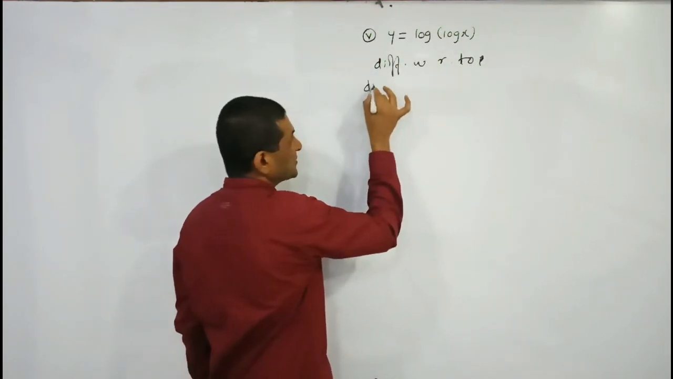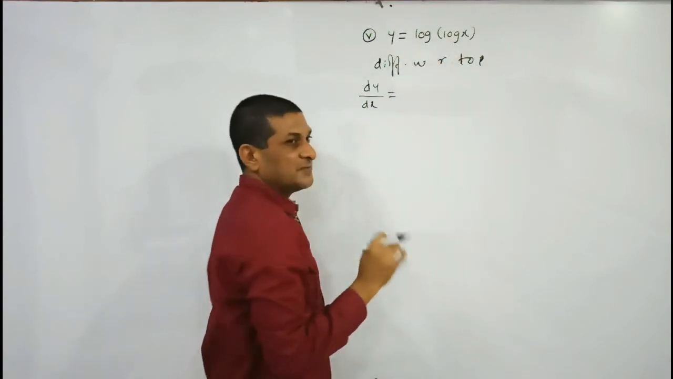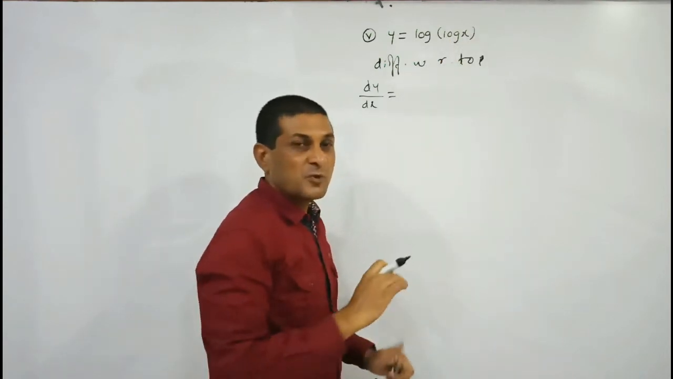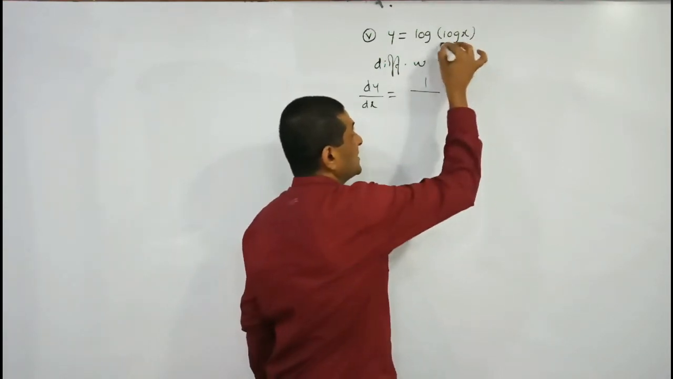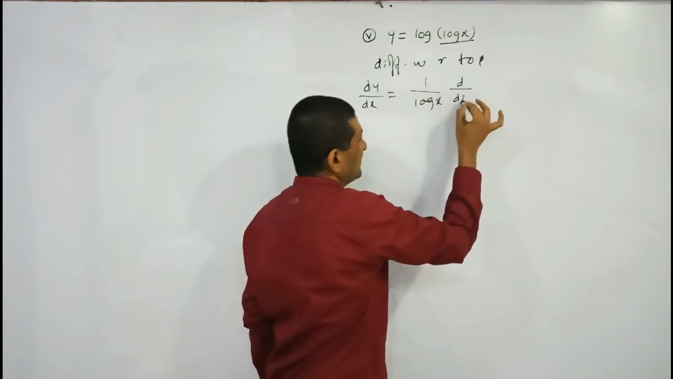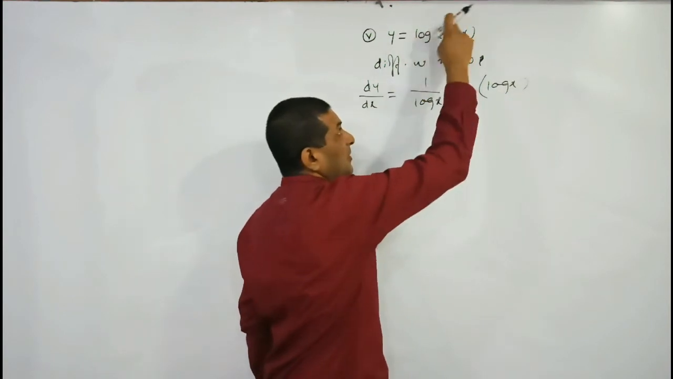Derivative of y with respect to x is denoted by dy by dx. On this side, if you observe, the function is in the form of log f of x. What is the differentiation of log f of x? 1 upon f of x. What is f of x here? Log x, into the derivative of f of x, meaning derivative of what? Log x.